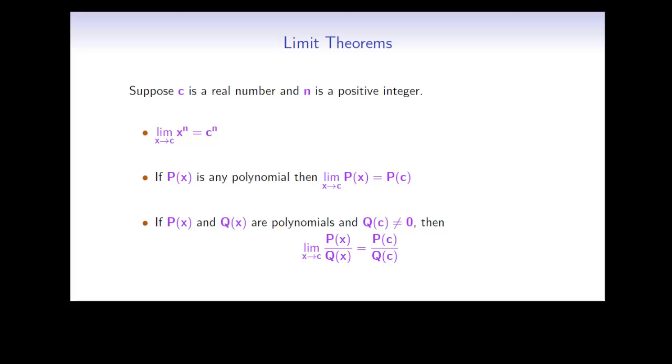This also works for rational functions, provided that you don't have division by 0. So if p and q are polynomials, and q of c is not equal to 0, then you can just insert x equals c to find the limit.